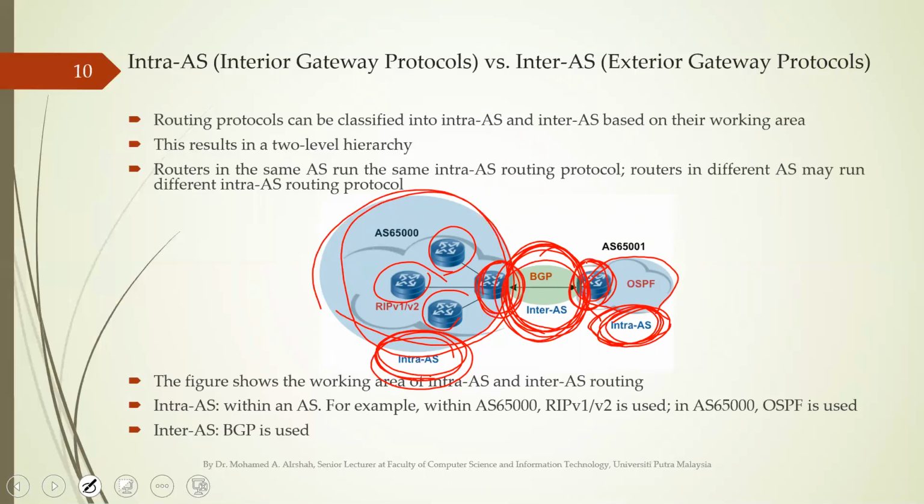So here in this area, we have to have only information about the edge routers. Okay, intra-autonomous system, within an autonomous system, for example, within AS65000, which in this example uses RIP version 1 and 2. For the autonomous system 65000, this is a mistake actually. This one is 001. They use the OSPF protocol. So the Intra-AS protocol here is the BGP.